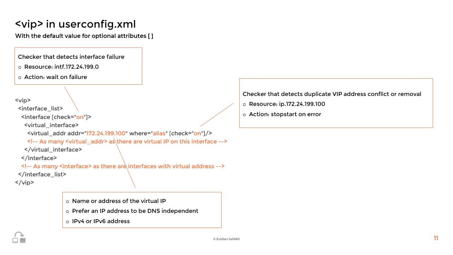As shown in the text box of the slide, a resource is associated with this checker, and the action taken on error is to stop and then start the module. Finally, you can set several virtual IP addresses on the same network interface by replicating the virtual ADDR tag. And you can also replicate the interface tag to set virtual IP addresses on several network interfaces.